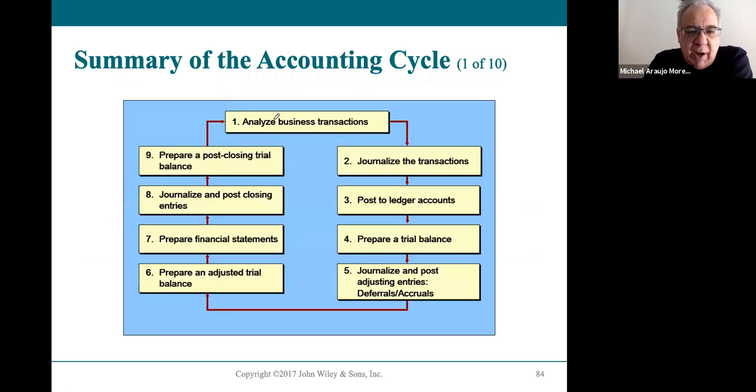Look what we've done. Steps 1, 2, 3, and 4. This was all chapter 3. Step 5, 6, 7, 8, and 9. This is all chapter 4. This is the entire accounting cycle that you just did in 3 and 4.